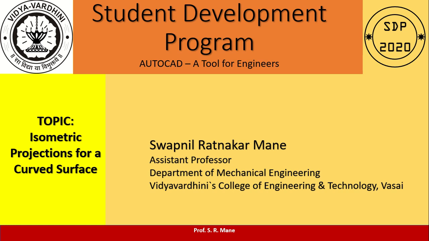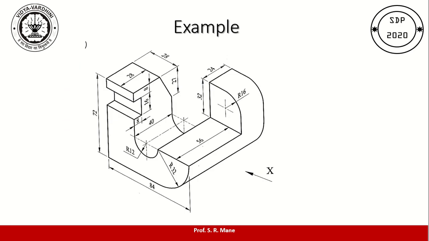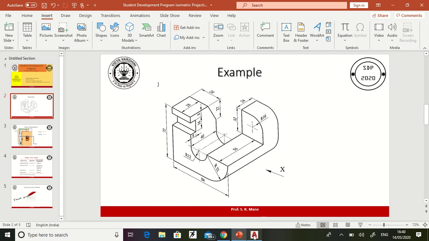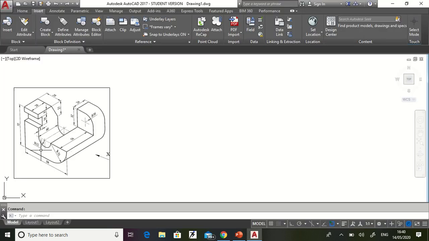Today's topic for discussion is isometric projection for curved surface. For this, we are going to take an example like this. For ease of use, we have directly taken an isometric drawing and we will try to draw the same thing as isometric. So for that we will shift to AutoCAD, and we have taken this particular question for our reference.